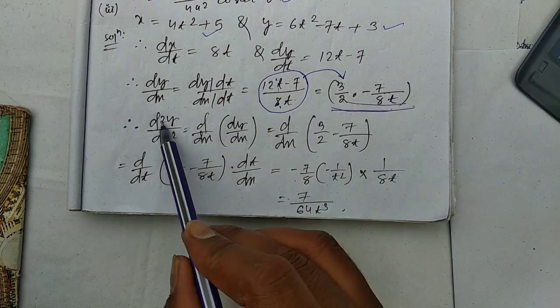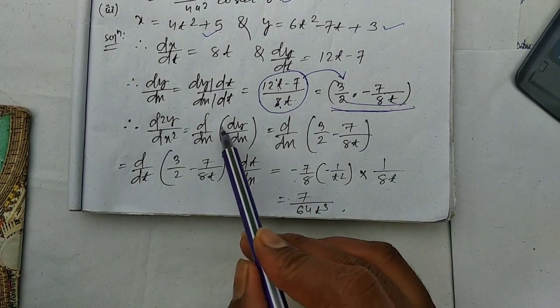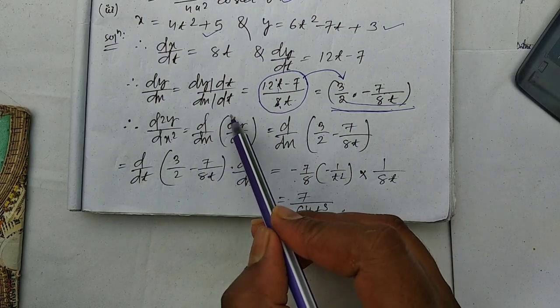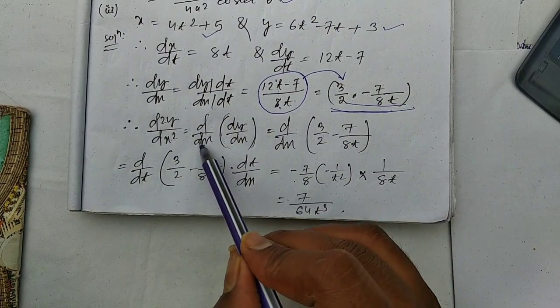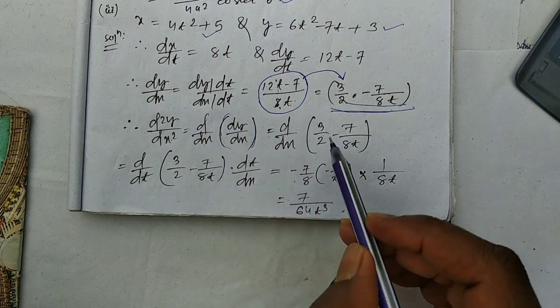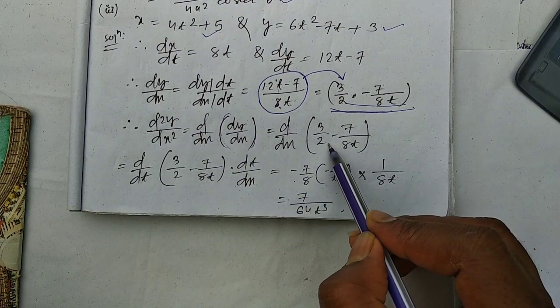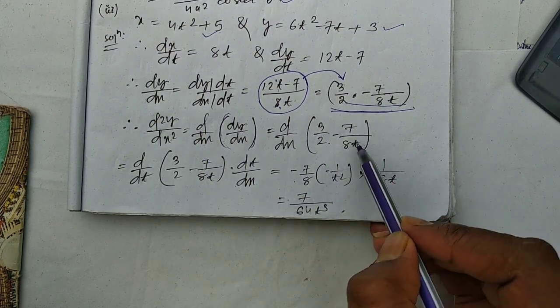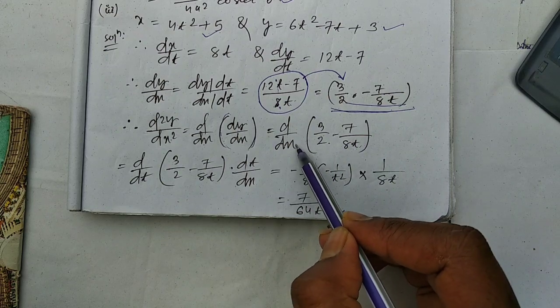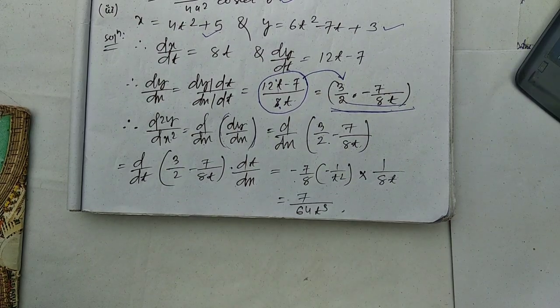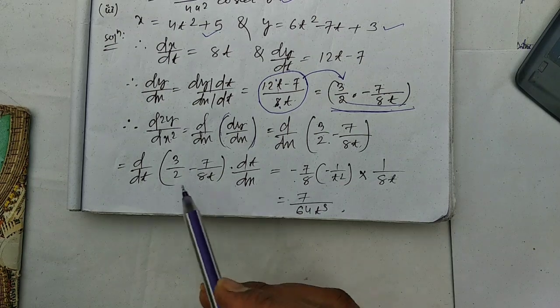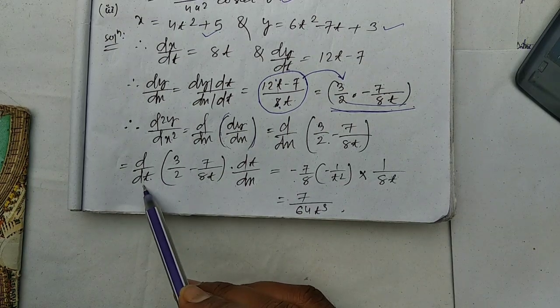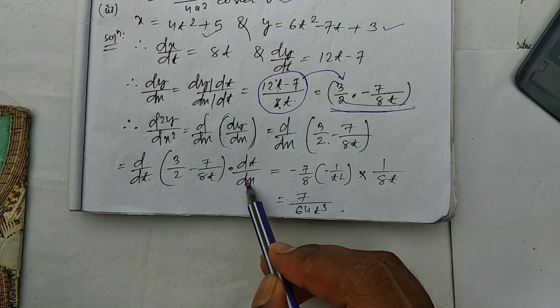Okay, d square y by dx square will be d by dx, means we differentiate the first derivative again with respect to x. Just replace the value of dy by dx. Okay, so here this is a function of t, but we have to differentiate with respect to x. This is not possible directly, we have to apply chain rule. That is, we have to differentiate first with respect to t, then multiply dt by dx.